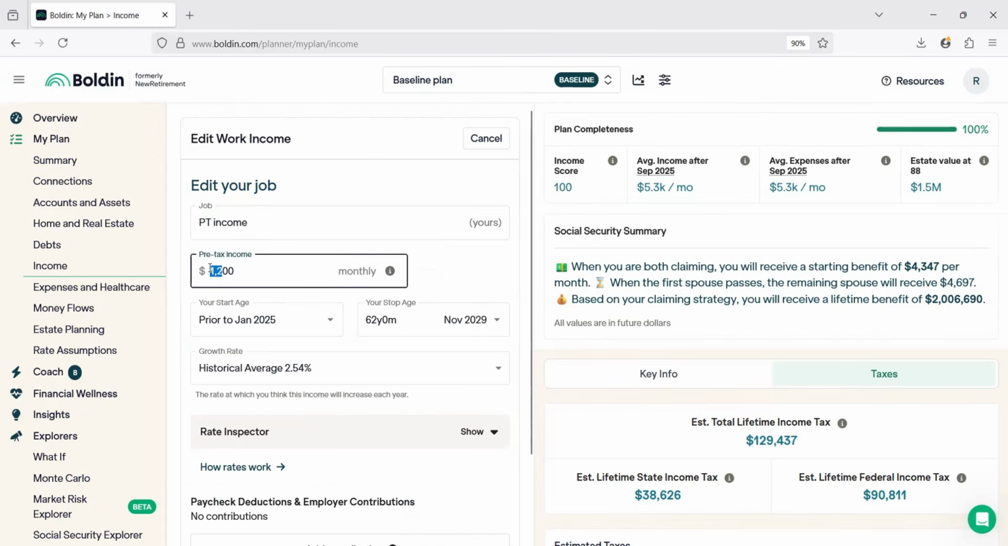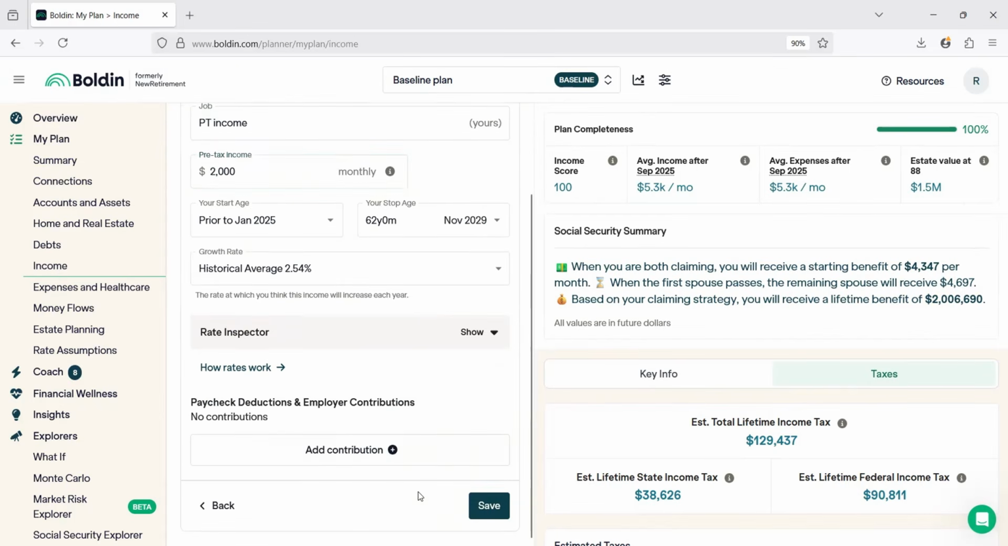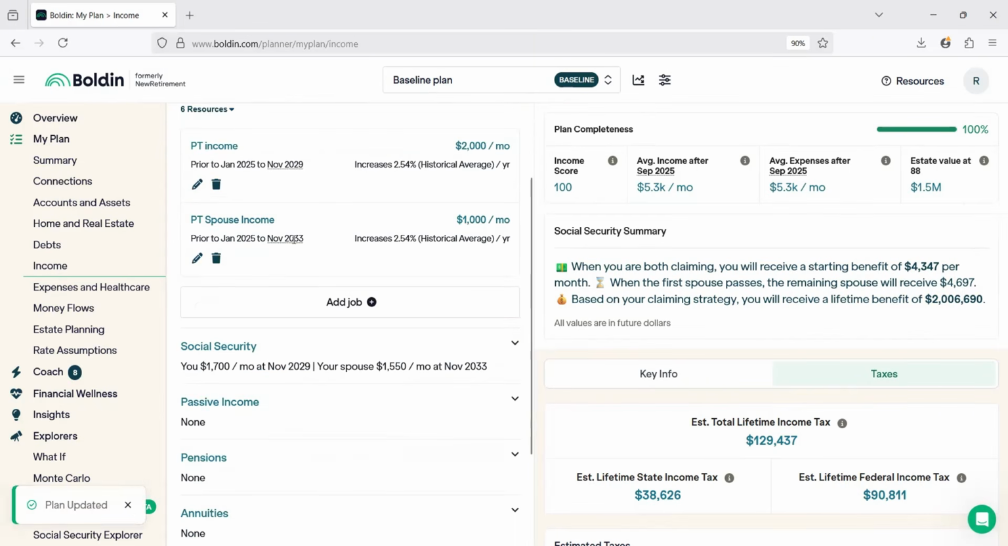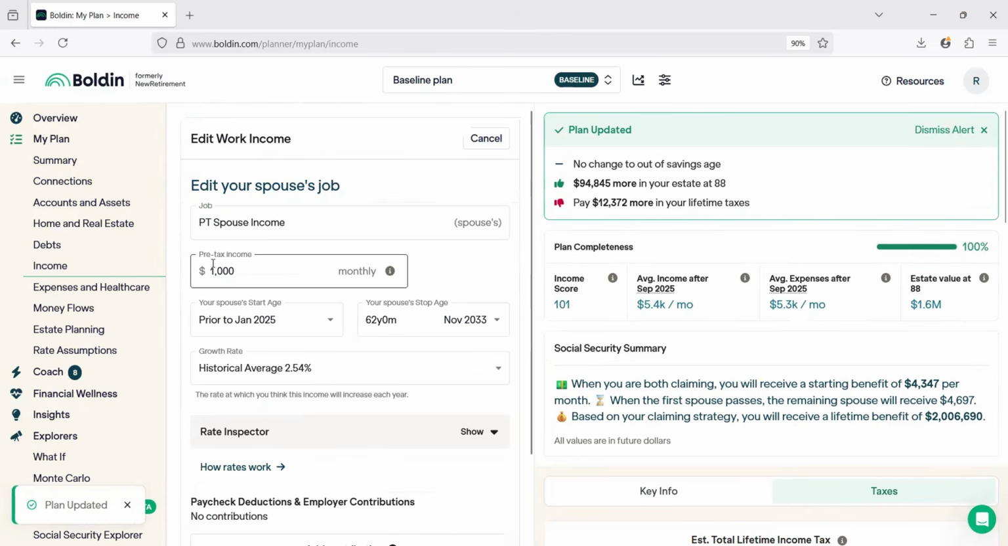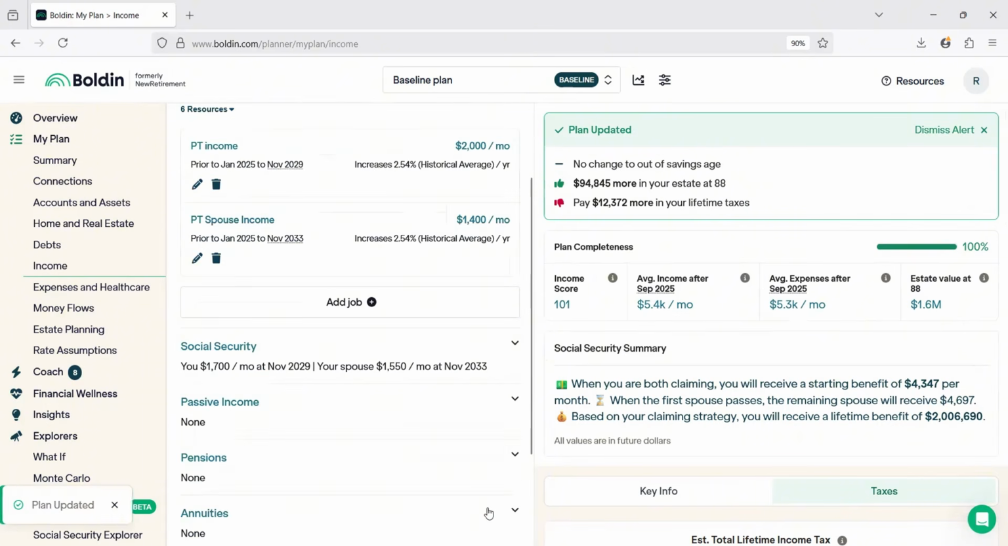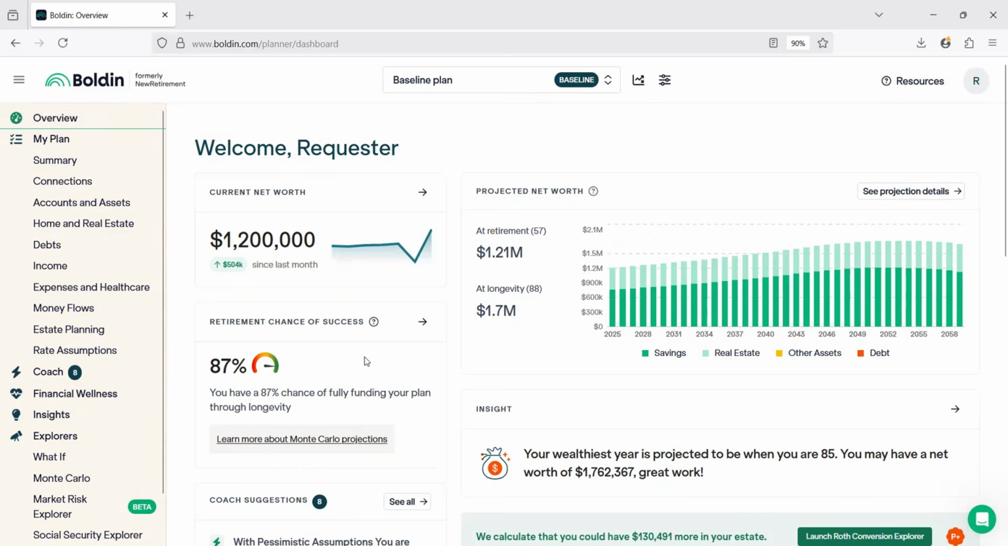Let's say that the requester brings in 2,000, okay? And the spouse brings in 1,400. Let's see how we do. Okay. You see it does increase the lifetime taxes, but you do have more in your estate. Okay, well, now we're up to 87. We're moving in the right direction. I think you see the way this is going.